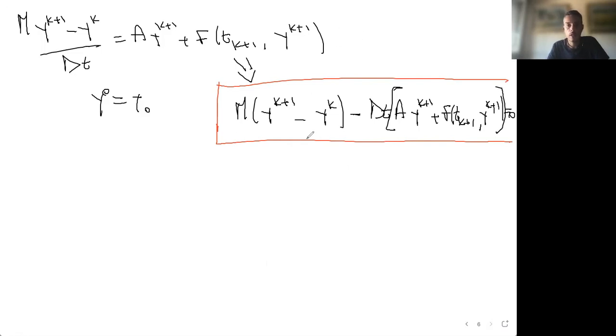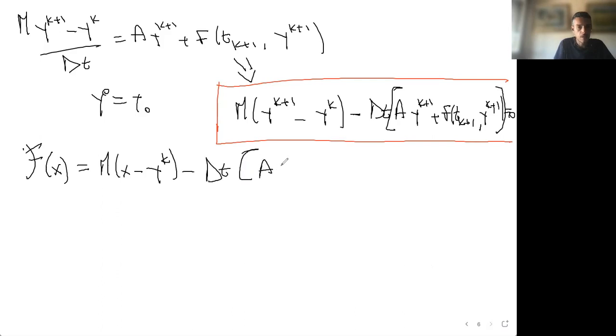How do we solve nonlinear equations? There is a huge literature. We can use the Newton method. So how does it work? Here I define this problem as calligraphic f of x. This is going to be m x minus yk minus delta t times a x plus f of tk plus 1, x, and this should be equal to 0. Once we set that, the unknown is x, which is yk plus 1 in this case.